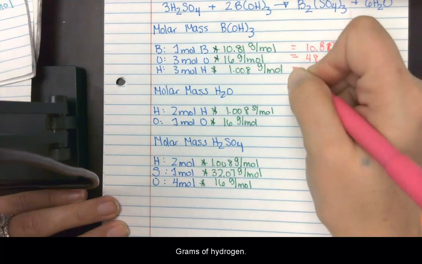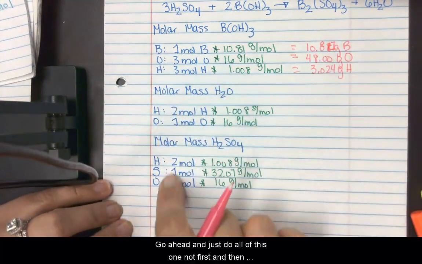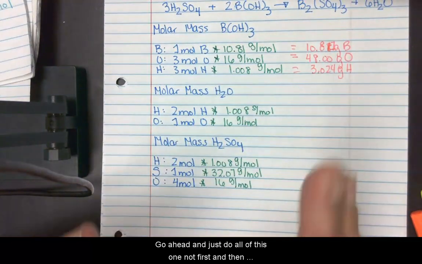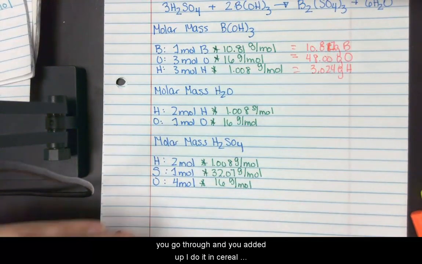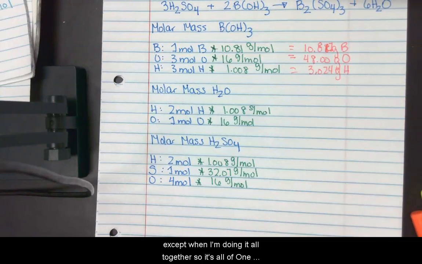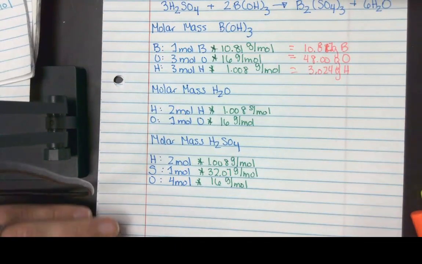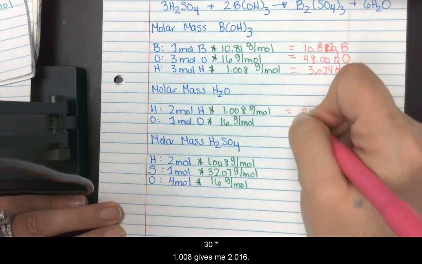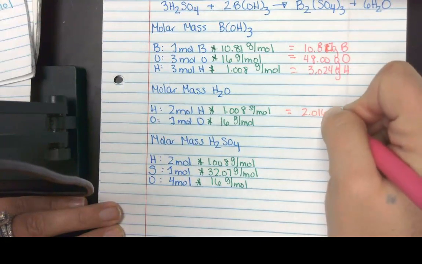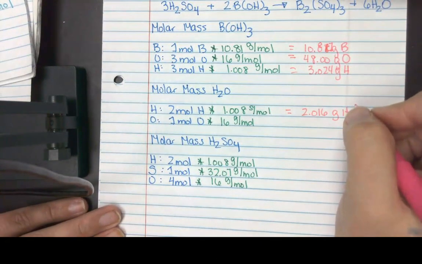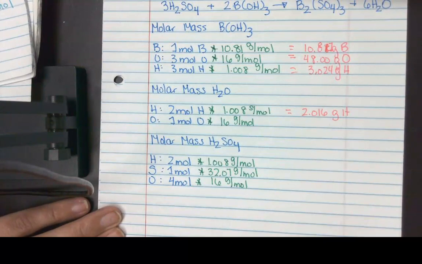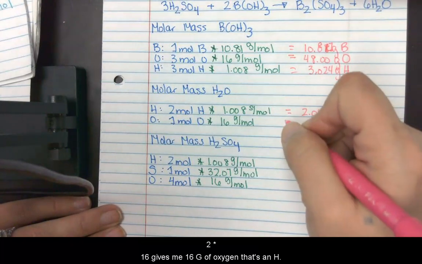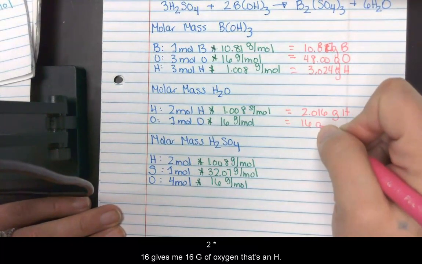Go ahead and just do all of this one math first, and then you go through and you add it up. I do it in serial, especially when I'm doing it all together, so it's all of one step, then all of the next step. It makes your life a lot faster. So 2 times 1.008 gives me 2.016 grams of hydrogen. 1 times 16 gives me 16 grams of oxygen.